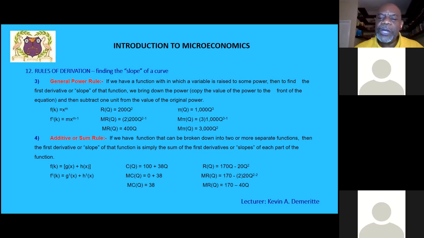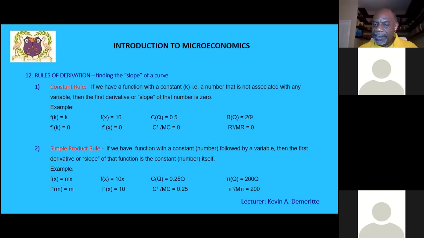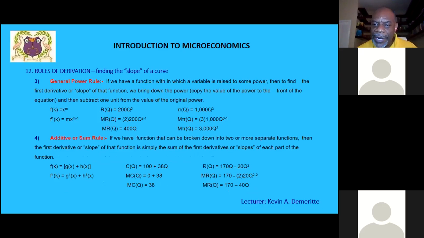Right? So to deal with a 170q part, rule number 2 says if you have a number with a letter behind it, like this 0.25q or this 200q, then the slope is just that number. So if we go to our revenue equation, and we deal with the 170q first, then the slope of the revenue equation with respect to the 170q, the marginal revenue, is simply 170.